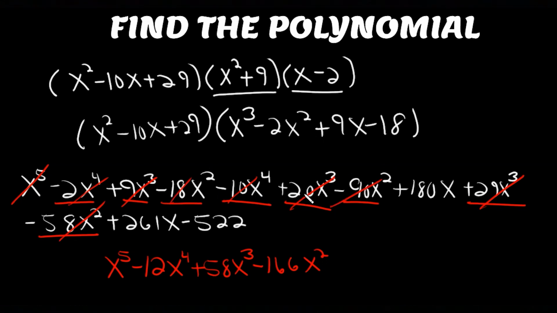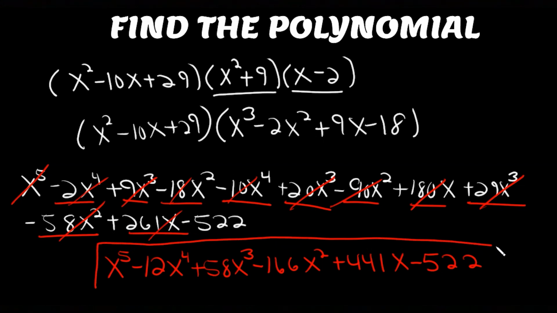And now we move on to x. I have 180x, I have 261x. That ends up giving me plus 441x. Okay, that's done, and then I have negative 522. I can't combine that with anything. That's it. Okay, so this is going to be the polynomial with the following zeros that was listed at the beginning of the problem. Okay, so that was definitely a lot more work than the other one. But again, if you follow the steps and you're careful with your math, you should get the polynomial at the end. So that's pretty much it.